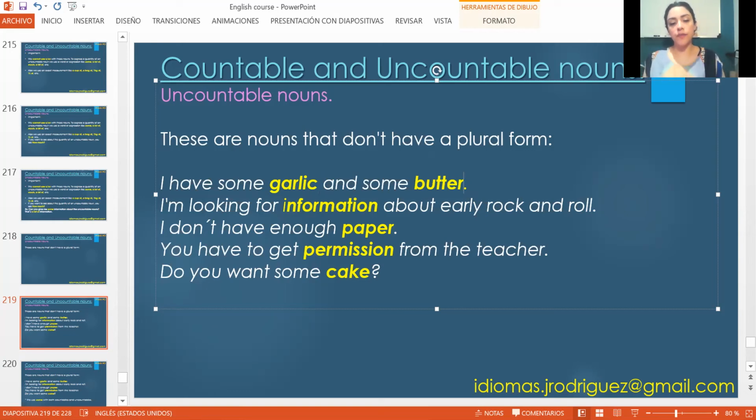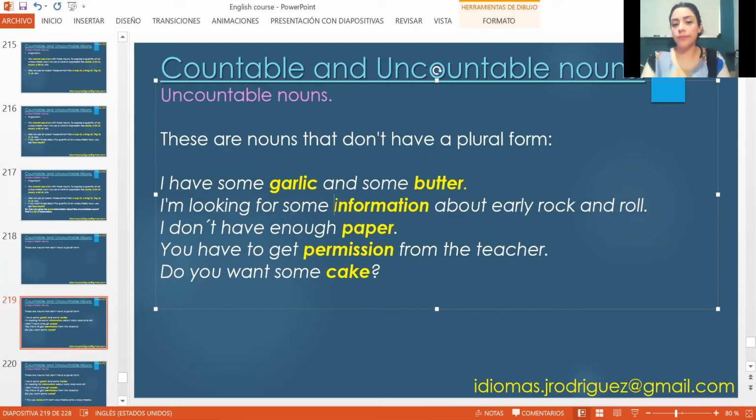Okay, some butter. Then, I'm looking for information about early rock and roll. Okay, estoy buscando información sobre el rock and roll de principios, ¿no? Information. I'm looking for information. Or I can use for some information. Okay, it is possible too. But what is not possible is to say for an information. No, not an information, because information is uncountable.